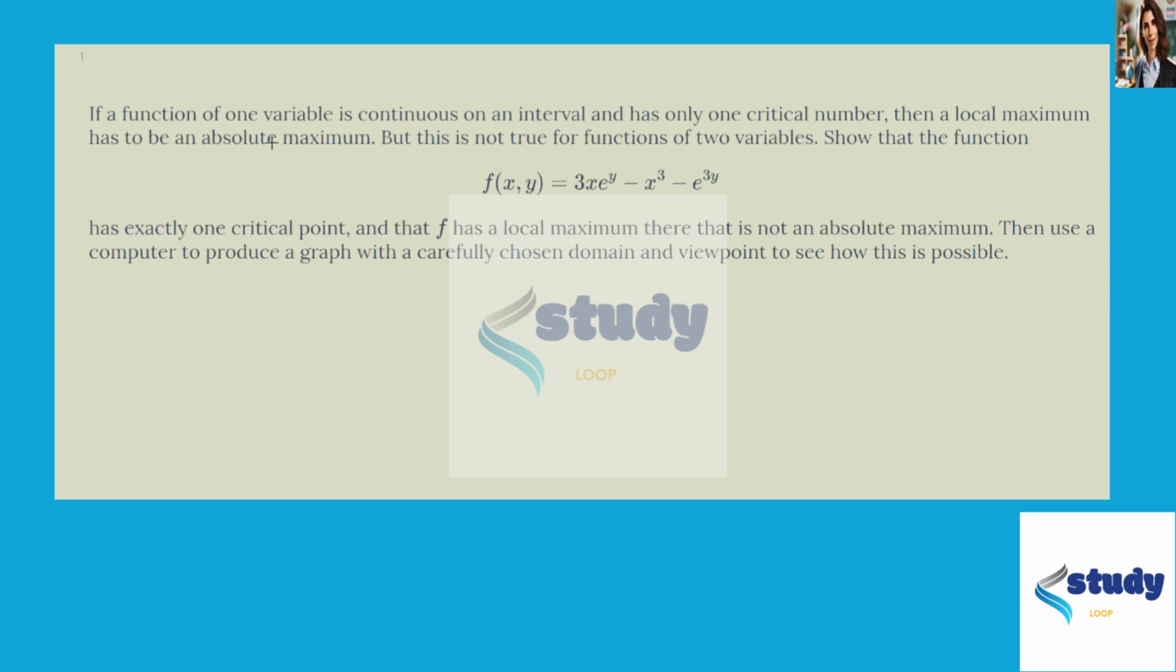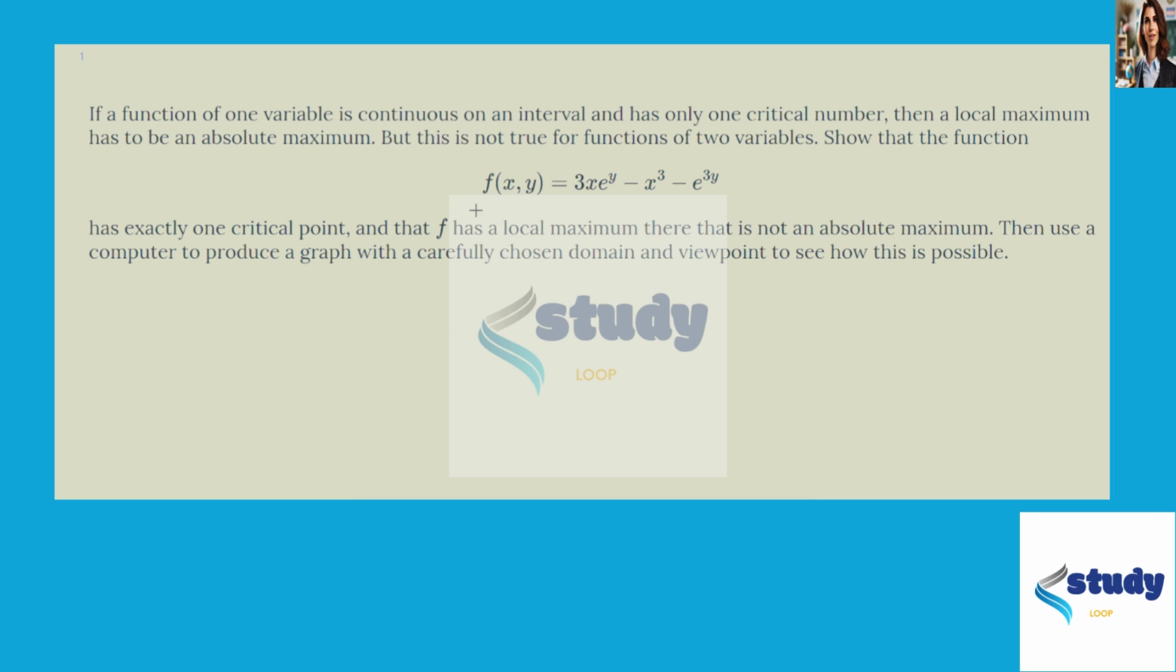The problem is if a function of one variable is continuous on an interval and has only one critical number, then a local maximum has to be an absolute maximum. But this is not true for functions of two variables.